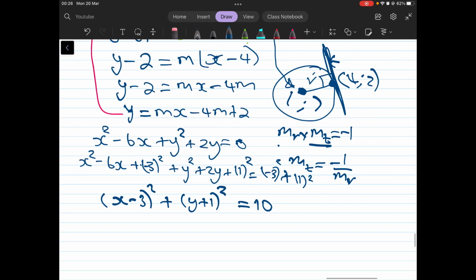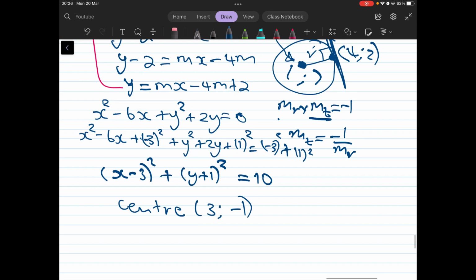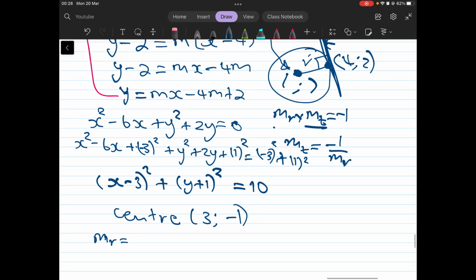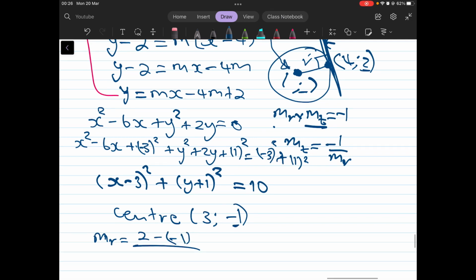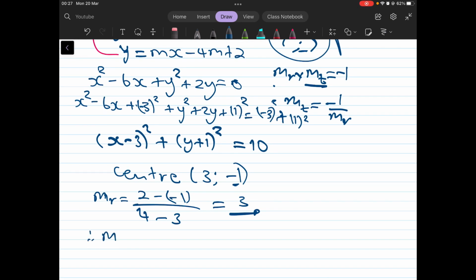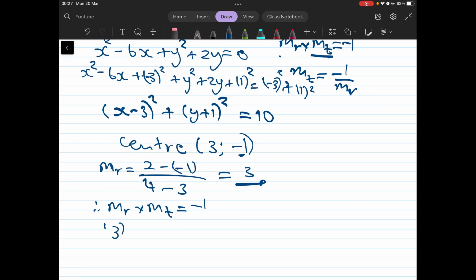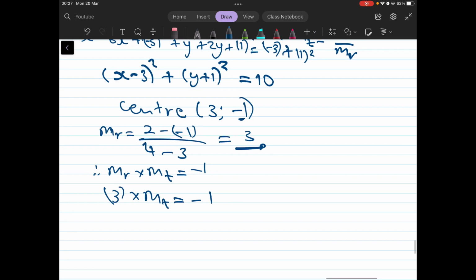So the coordinates of the center are actually going to be 3 and -1. We know the coordinates of the center, therefore we can calculate the gradient of the radius, which is this y value minus that y value, which is 2 minus -1, divided by 4 minus 3. What is this gradient? That is basically 2 plus 1, which is 3, divided by 1. So that is 3. Therefore the gradient of the radius times the gradient of the tangent equals -1. We have 3 times the gradient of the tangent equals -1, and from there the gradient of the tangent is equal to -1/3.